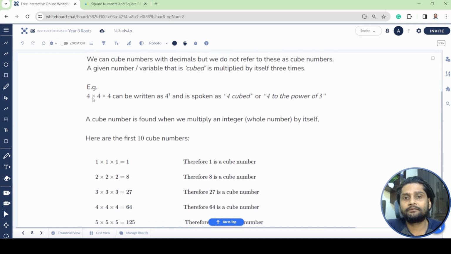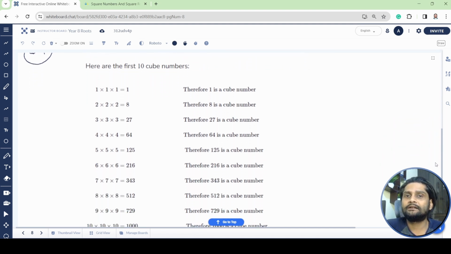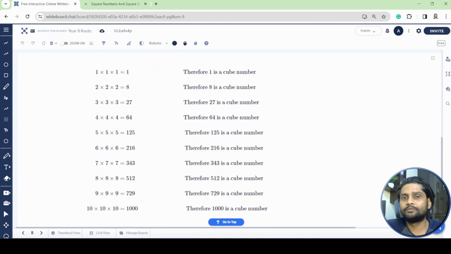Just like if it's 4 raised to the power of 3, it means that 4 got multiplied three times, and when we simplify this we get 64. So 64 is a cube number. And again, you can memorize at least the first 10 cube numbers.